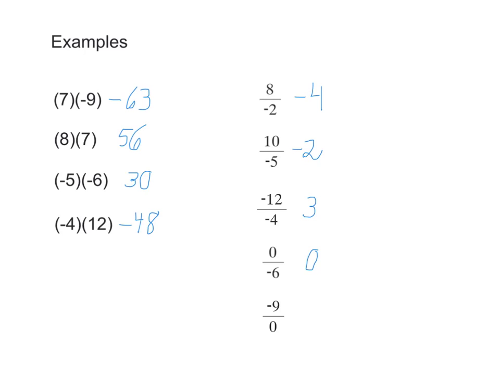In the last one, it's a special case. 0 is in the denominator. This is not good. In fact, we're not allowed to do this. We say that this is undefined or doesn't exist. There's no answer here. If you type this into a calculator, you'll find that you get an error message. So 0 in the denominator is undefined.